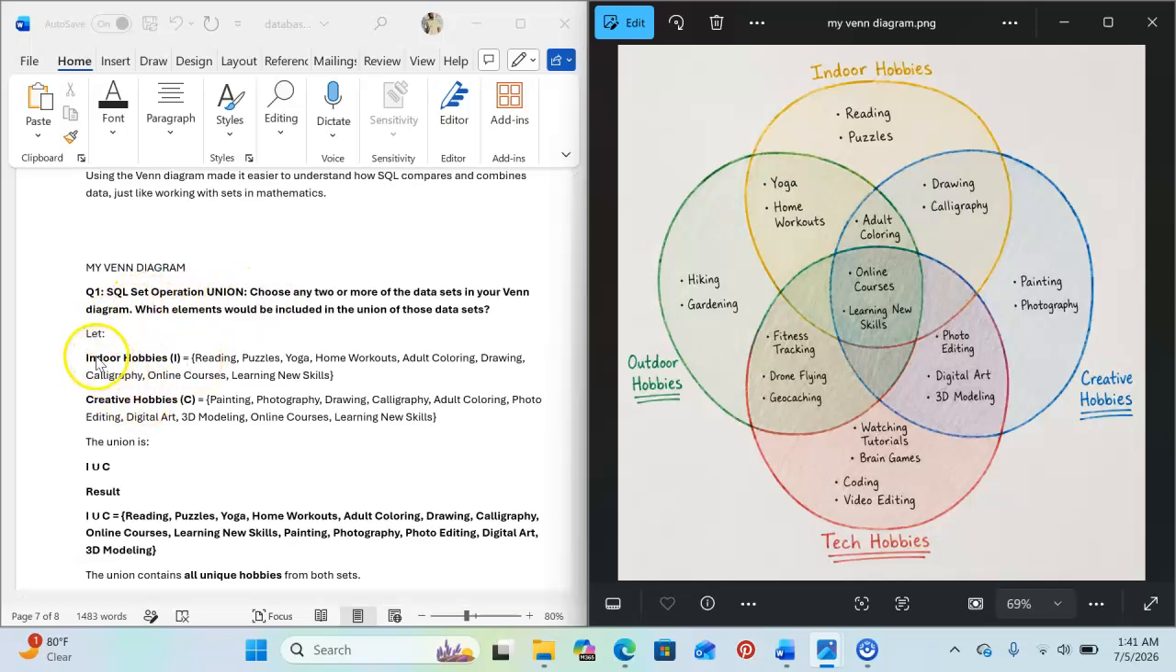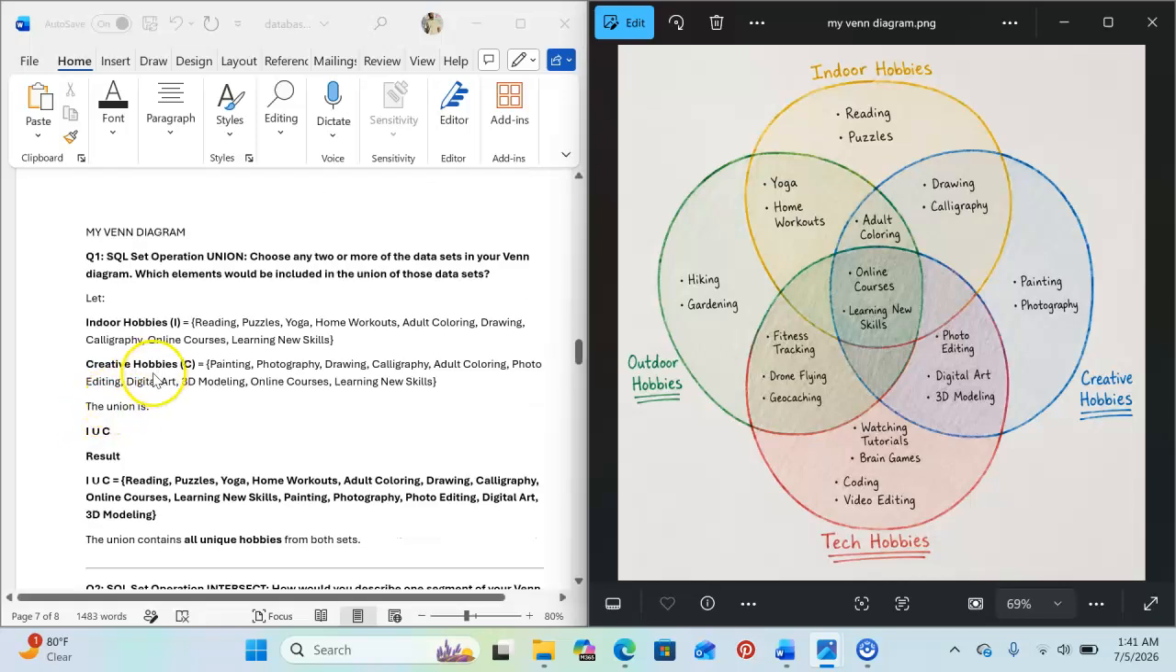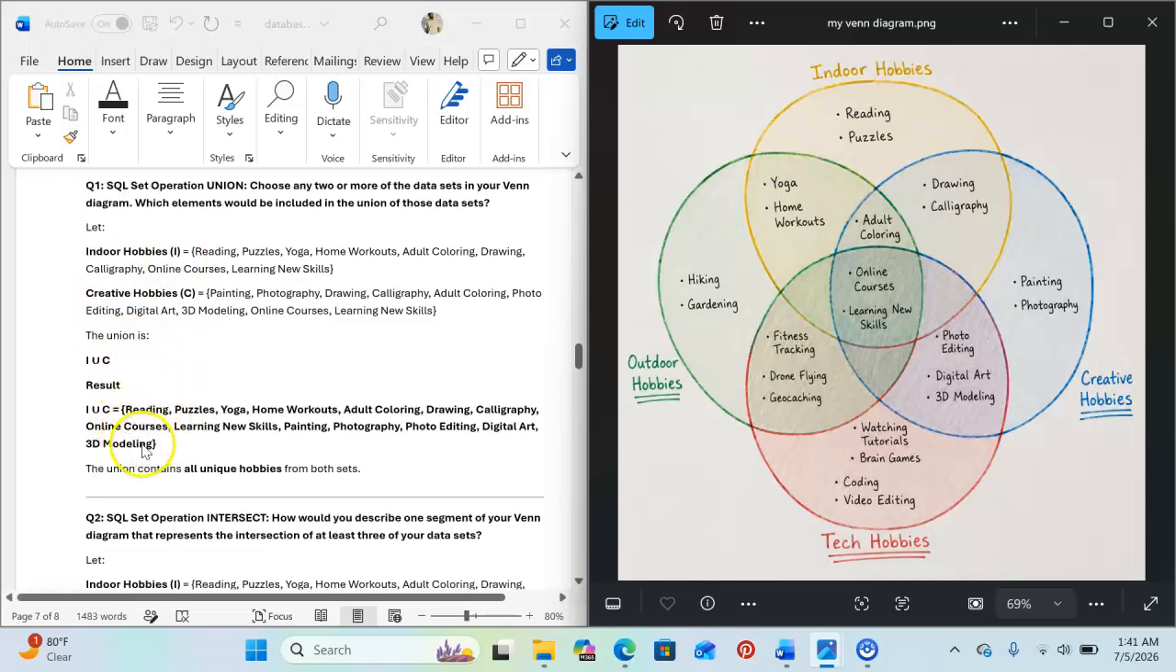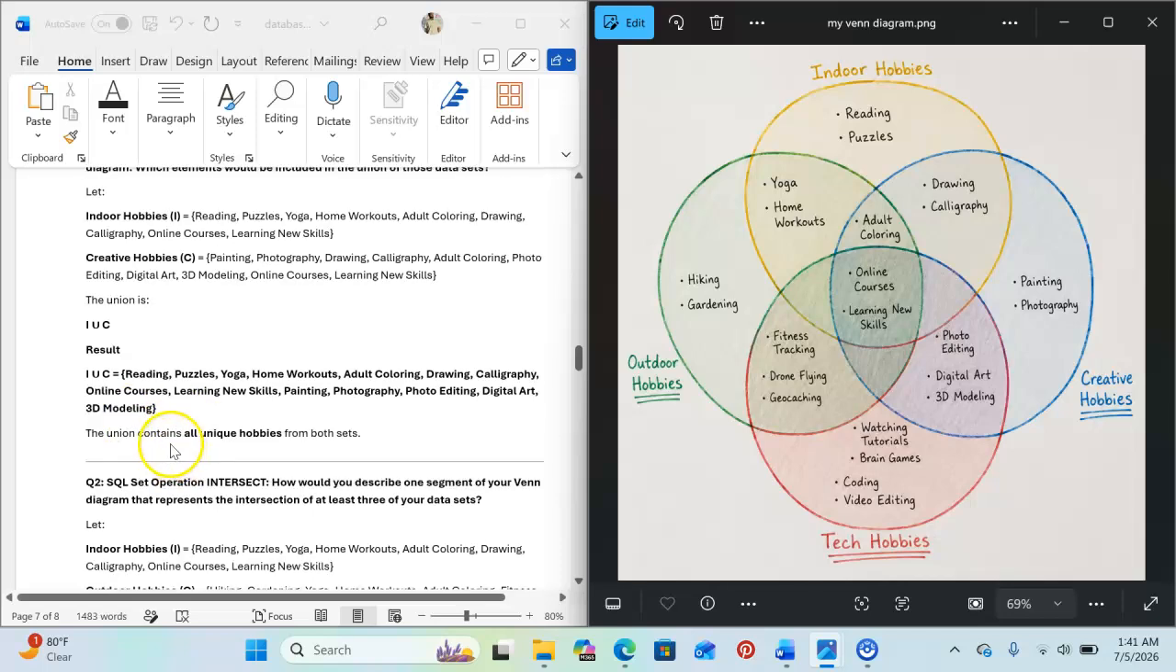If you look at the union, we have indoors hobbies and creative hobbies, and when we look at their members, the union is all members in the indoors hobbies and creative hobbies. But there might not be a repetition of members.